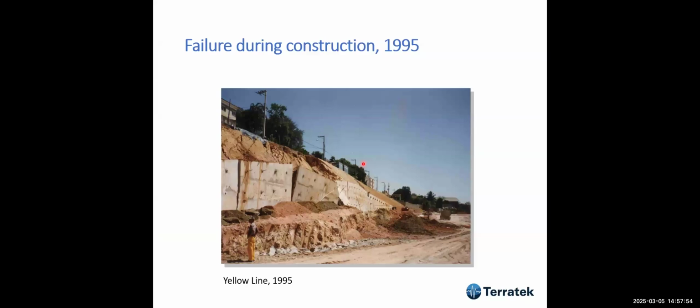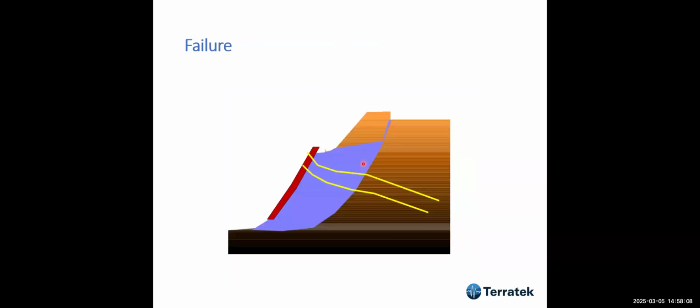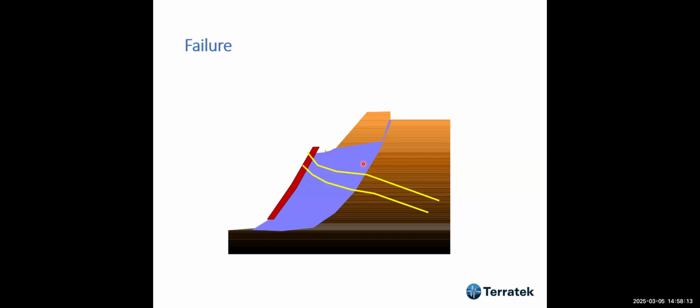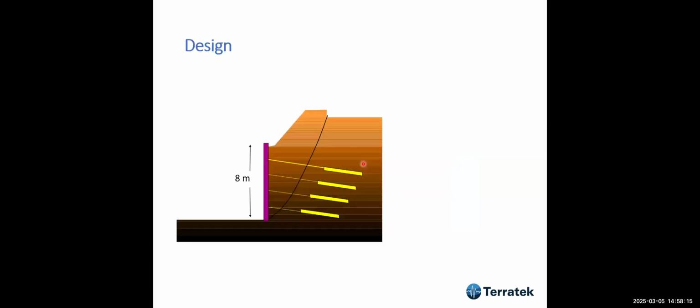And at the same construction site, that's where we had a big failure during construction. And I did the analysis of this situation. It took place in 1995, and the failure was like that, you know. And this was the design. The design seemed to be very safe. Okay, it was an 8-meter high wall, and the soil is very hard.